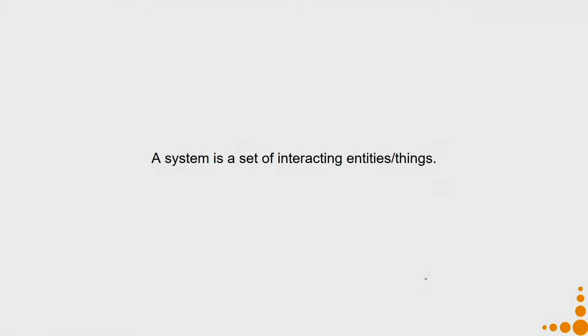A system is a set of interacting entities and things. As we go ahead with the whole course, you will know that everything is about systems. Whenever there are one or more entities or things interacting with each other, we get a system.